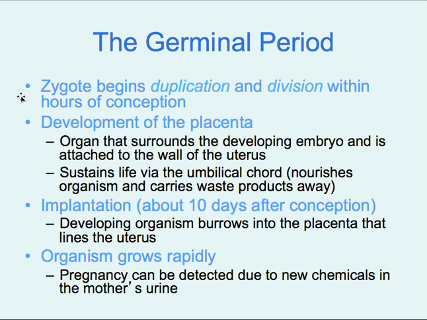Pregnancy can be detected due to new chemicals in the mother's urine that are being produced by the organism, by the fetus, by the zygote. Which is now transitioning into an embryo.